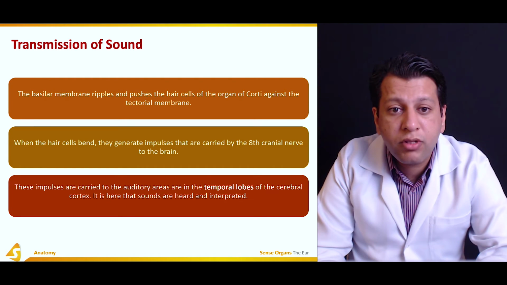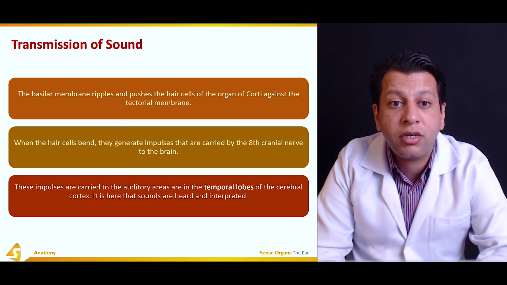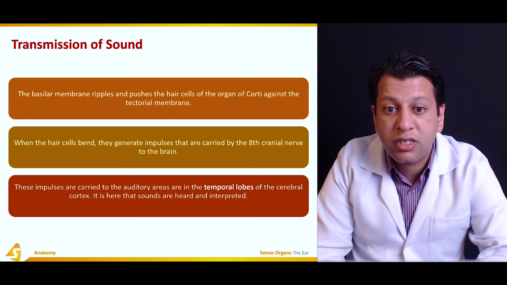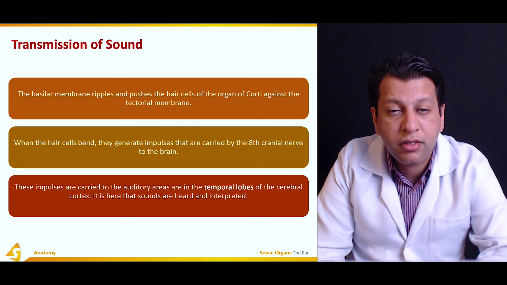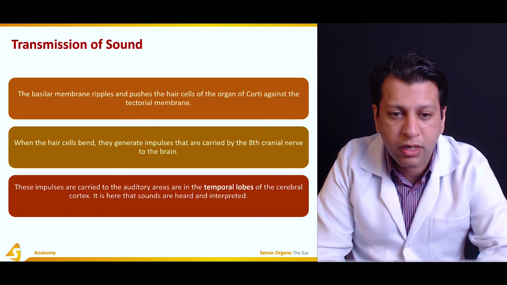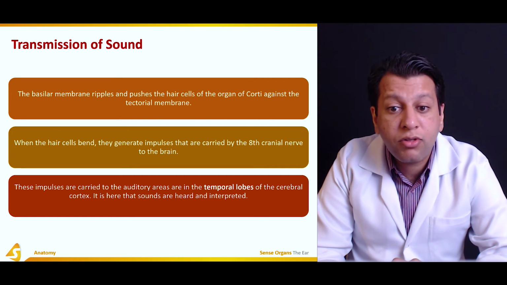With the transmission of sound, the basilar membrane ripples and pushes the hair cells of the organ of Corti against the tectorial membrane. When the hair cells bend, they generate impulses that are carried through the eighth cranial nerve to the brain, that is the cochlear part of the vestibulocochlear nerve. These impulses are carried to the auditory areas in the temporal lobe of the cerebral cortex. It is here that sounds are heard and interpreted.